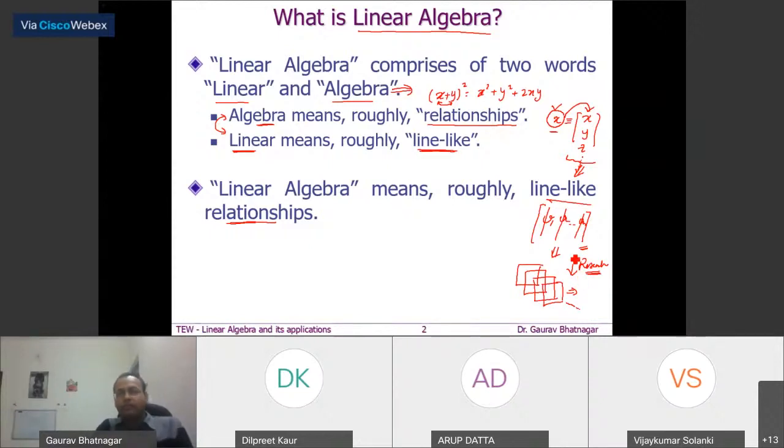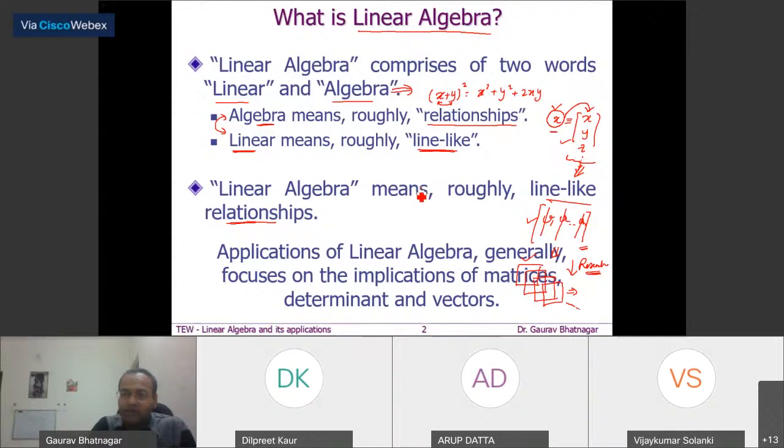When you talk about the applications of linear algebra, you have to find where you are going to use these vectors in real life or different applications, where you want to use these matrices, or where you want to use these tensors. So the uses of these entities will lead to the application of linear algebra. The general statement I want to give at the end is that the application of linear algebra generally focuses on the implications of matrices, determinants, and vectors. Again, I am not including the word tensor here, because if you want to utilize tensors, it is very hard to visualize, as the dimension is generally very high. However, you can also utilize tensors in this particular statement.